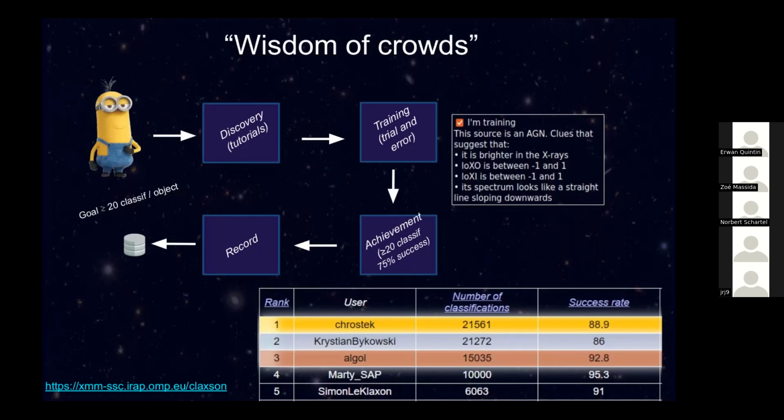You can see here the success rate estimated on the training sample of known sources for the 5 most active users. You see that they did thousands of classifications each, which is impressive. And they all have almost 90% success rates, which is amazing too.